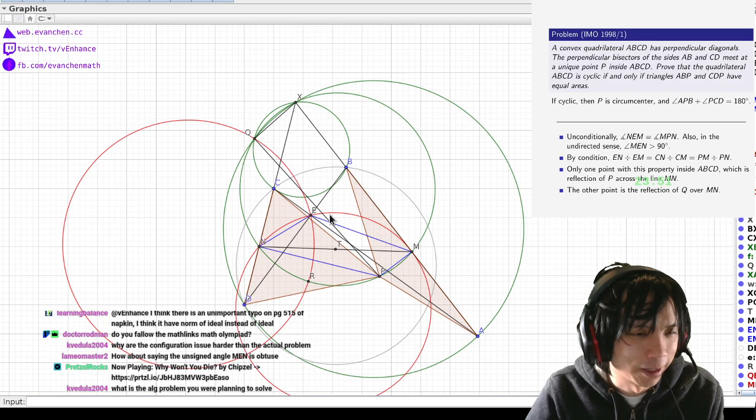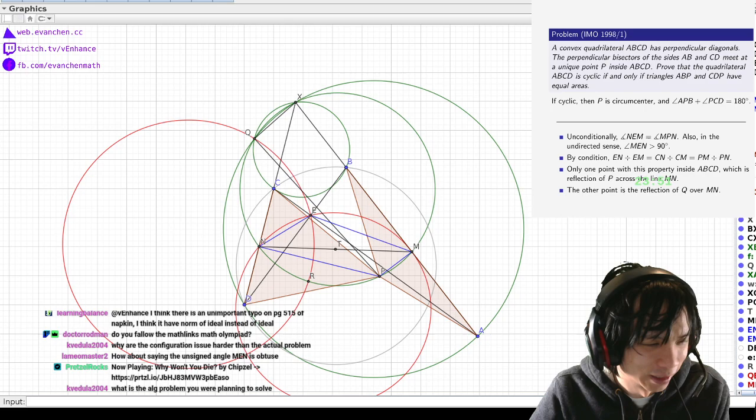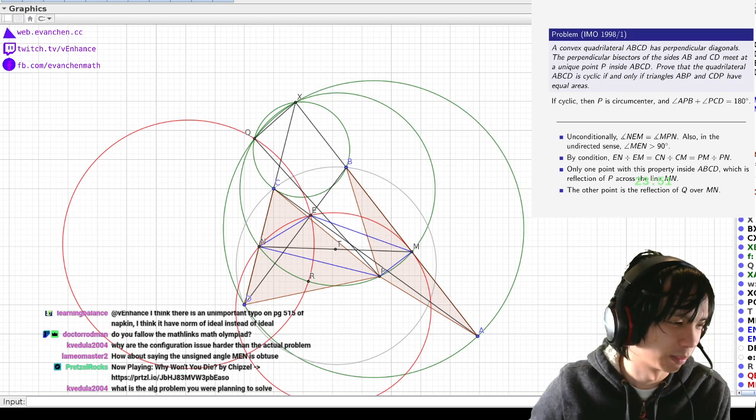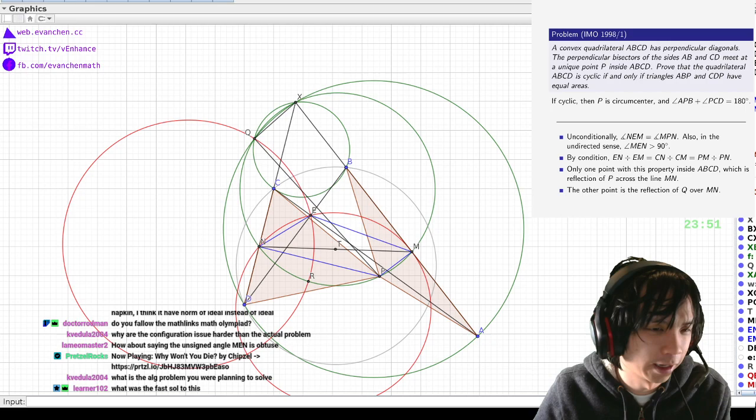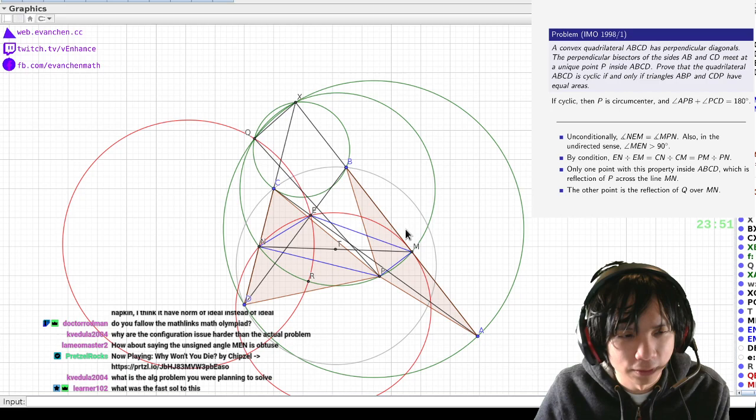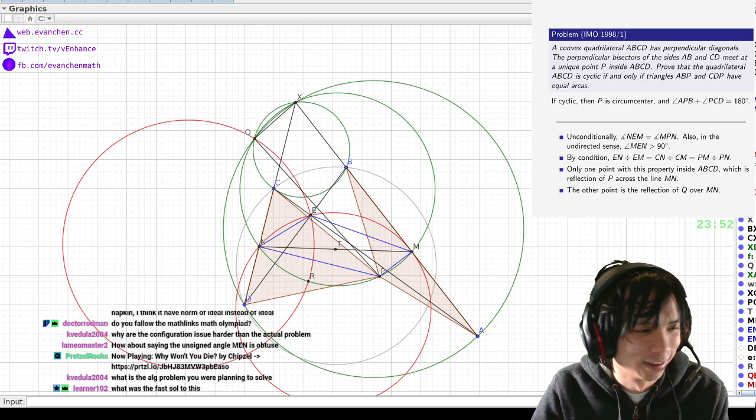Man, configuration issues are really the worst. Everyone hates them, but because I am a coach, I feel obligated to not just completely blow them off. Whereas if I was a high school student, I would just wave my hands and be like, we're done, give me my 7. What was a fast solution to this? I don't know. Give me my 7!